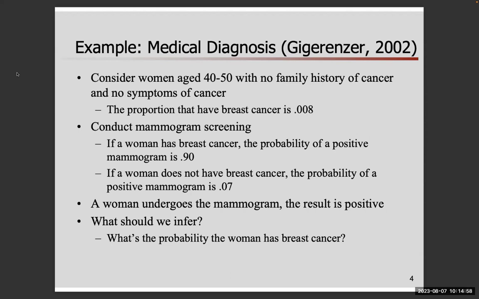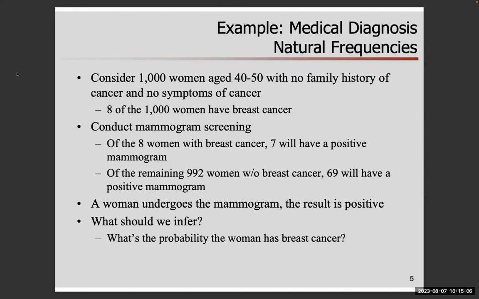And if you're like me and like most people, this is not something that's easily done in your head. There are ways to make it easier. And one of the ways to make it easier is to work instead of with probabilities with what are called natural frequencies. Counts, whole numbers, not tiny decimals. So here's the same problem framed in terms of natural frequencies or counts. So think about a group of 1,000 of these people in this population, same age, no family history. 8 of those 1,000 people actually will have breast cancer. We have the mammogram screening. Of the 8 that actually do have cancer, 7 will have a positive mammogram result indicating cancer is present. Of the 992 who do not have breast cancer, 69 will have a positive mammogram result. Okay, we have a patient. They undergo the screener, result is positive. What should we think? What should we infer?